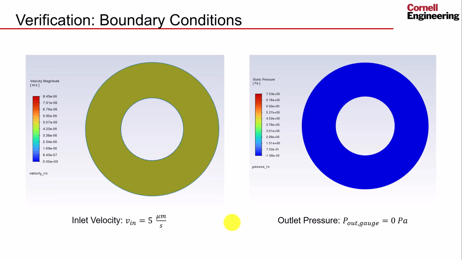Looking at the velocity contours on the inlet face, we see that it is nearly constant at the prescribed value of 5 micrometers per second. Similarly, looking at the outlet face, we can see that the pressure is constant at a gauge value of 0 pascals, which matches the applied boundary condition.